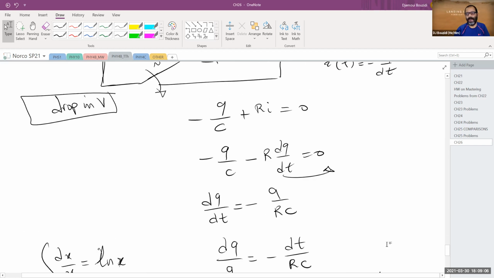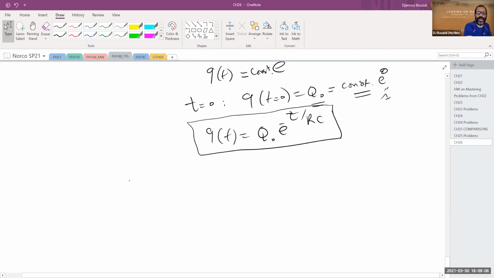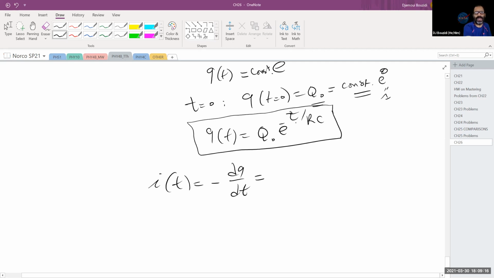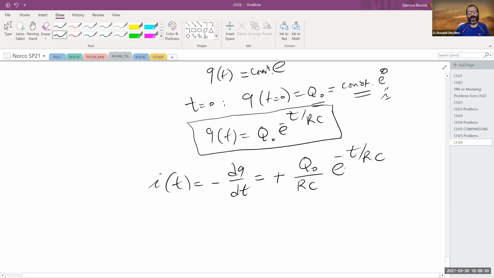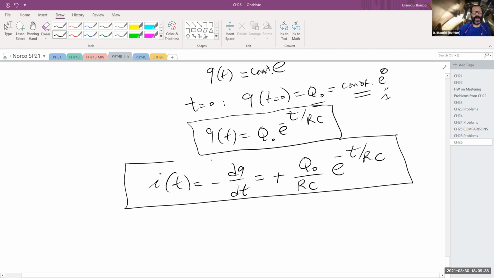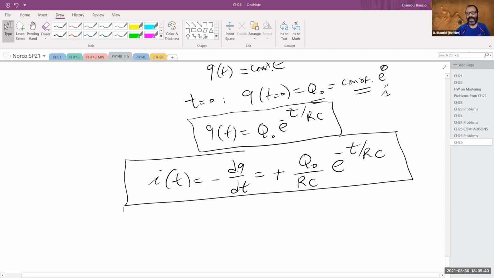So right now, the current I of t is going to be equal to minus dq over dt, and if I take the derivative, it's just taking the exponent, which is minus 1 over RC times minus, so it's going to be positive Q naught over RC times the exponential of negative t over RC, okay? So this is actually what the current is. So it's a positive value, exactly how we wanted it to be, okay? So if I plot these two, both of them are exponentials and both of them are decaying.